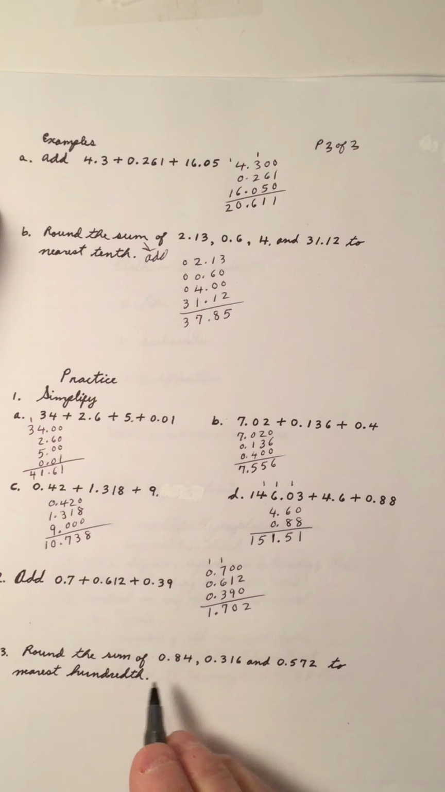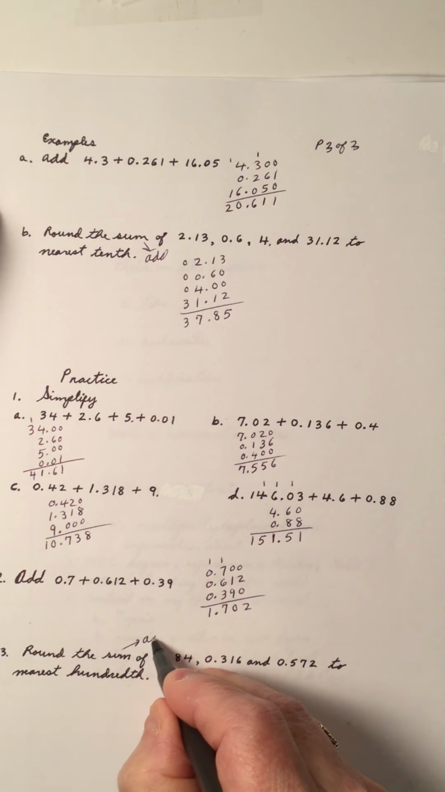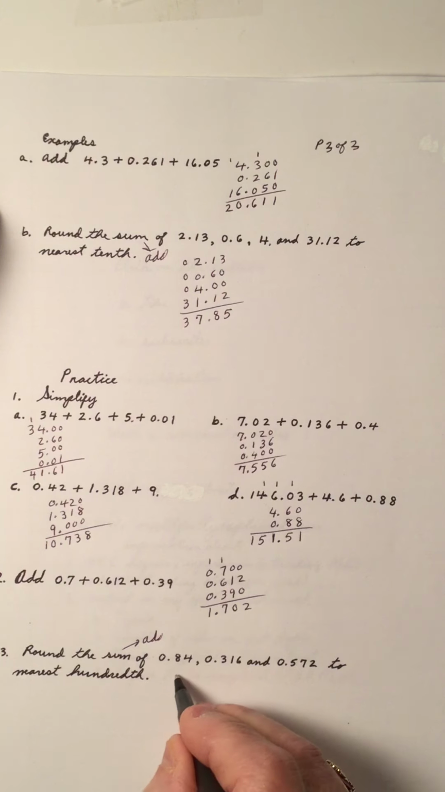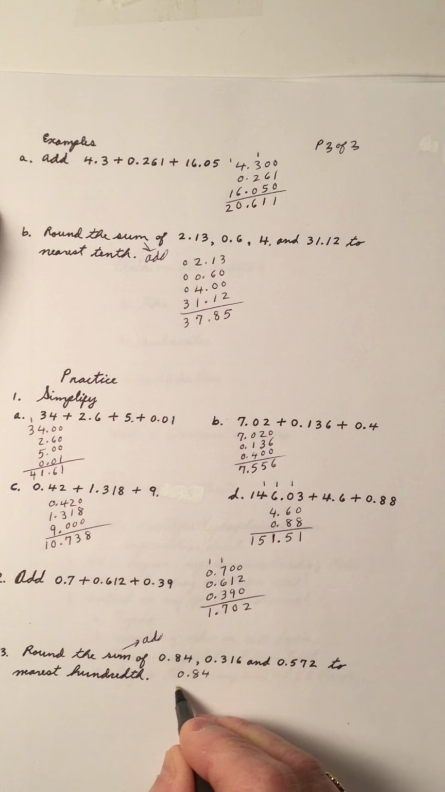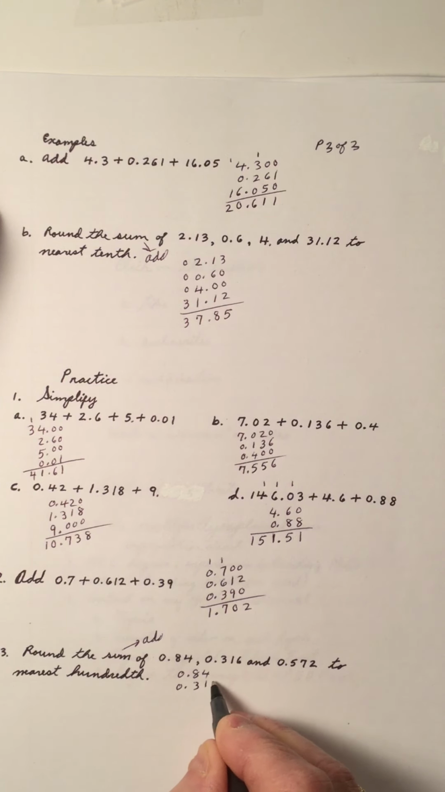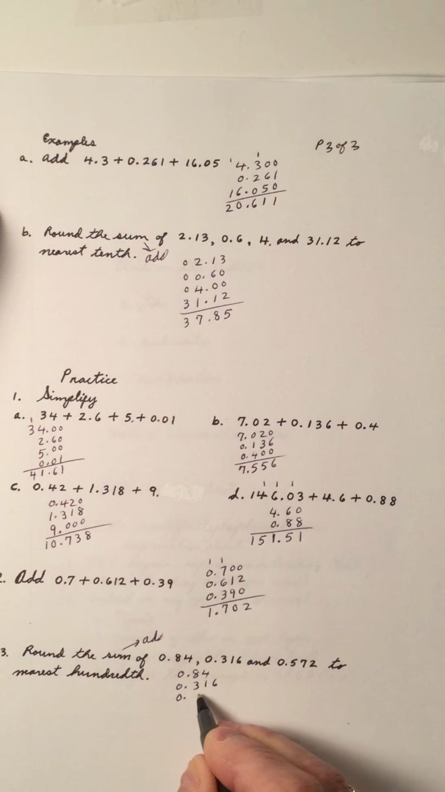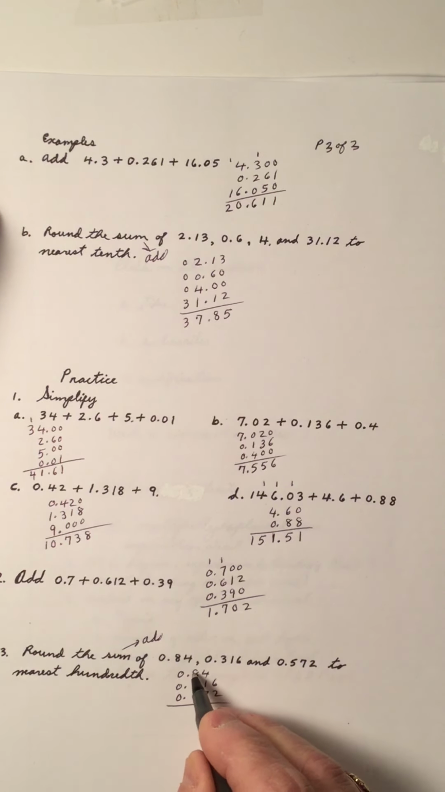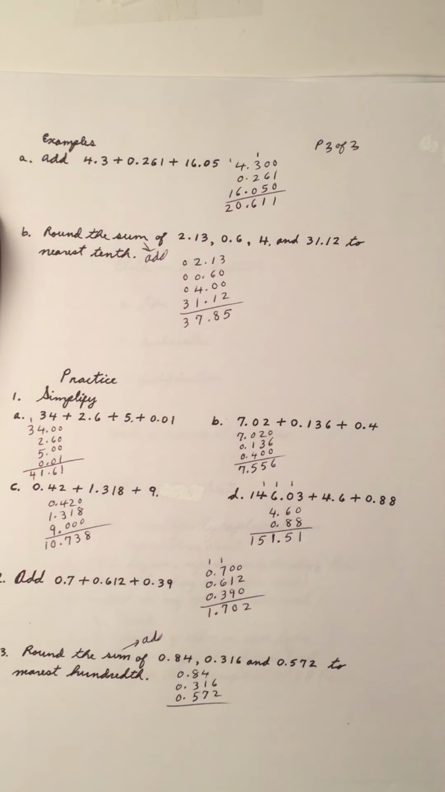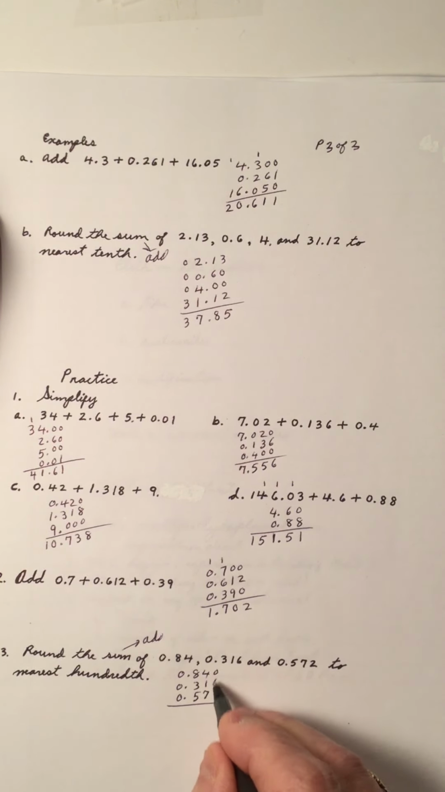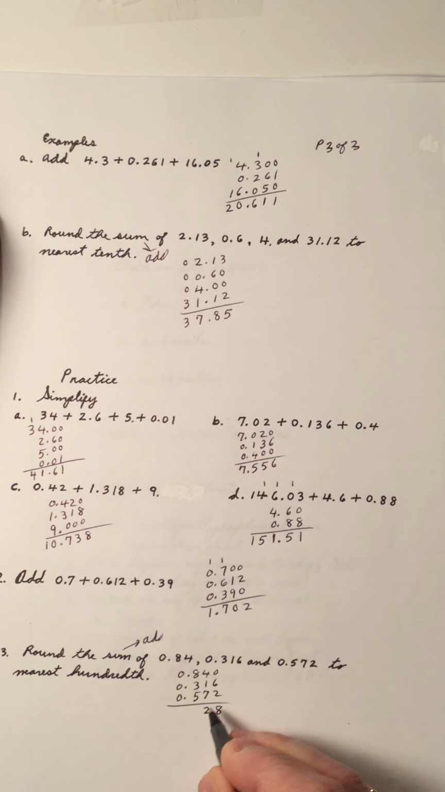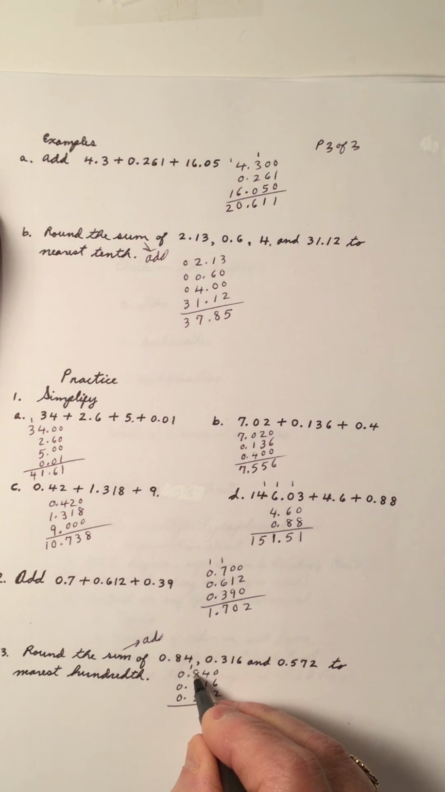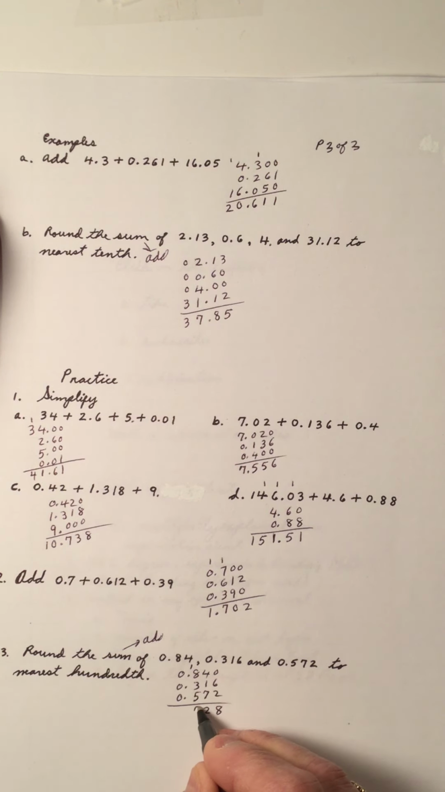Round the sum up. What does sum mean? Sum means add. So I have to add all these up. So 0.84, 0.316, 0.572. Keep them all under tenths, hundreds under hundreds, thousands under thousands. Put a 0 in. Add 8. 5 plus 7 is 12. Then a 2, you carry a 1. That's a 9, 12, 17. Carry a 1.